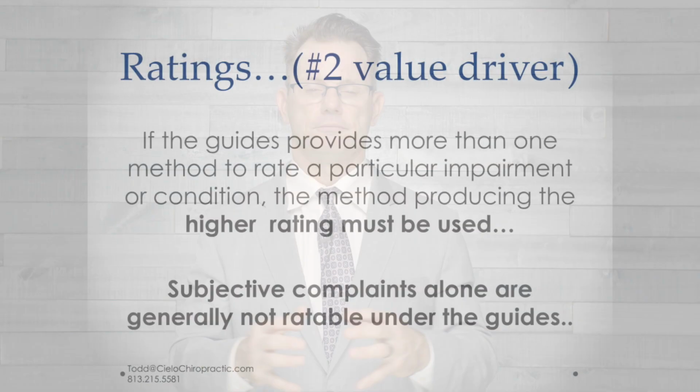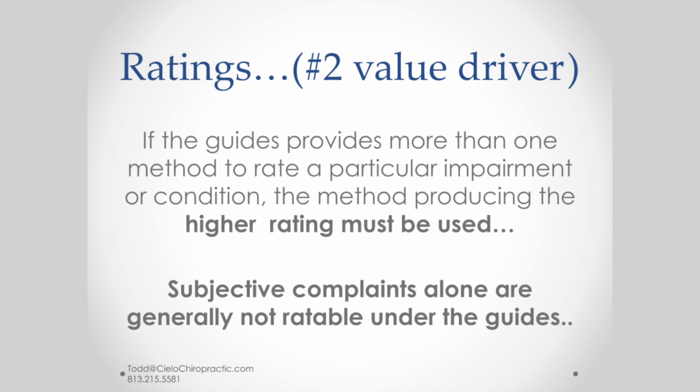Very important. The number 2 value driver in all of personal injury is an impairment rating. If the guides provides more than one method to rate a particular impairment or condition, the method producing the higher rating must be used. Meaning, if your patient was in another doctor's office, whether it's a DC or an MD, and they gave an impairment rating between, say, 6 and 10%, and you utilize the AMA guidelines for AOMSI and you got 25%, yours must be utilized because yours is the higher rating. You just use a different methodology.